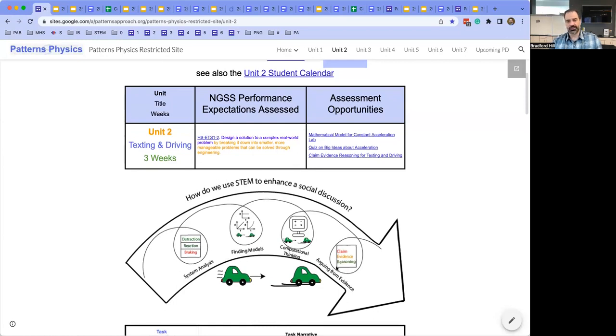There's a lot of skill development in this unit. So after a hook from the health teacher, if you can get them, they're almost always interested in having students look and use STEM to enhance a social discussion. You know, what are the distances? Parking lot versus freeway, texting and driving, distracted driving.